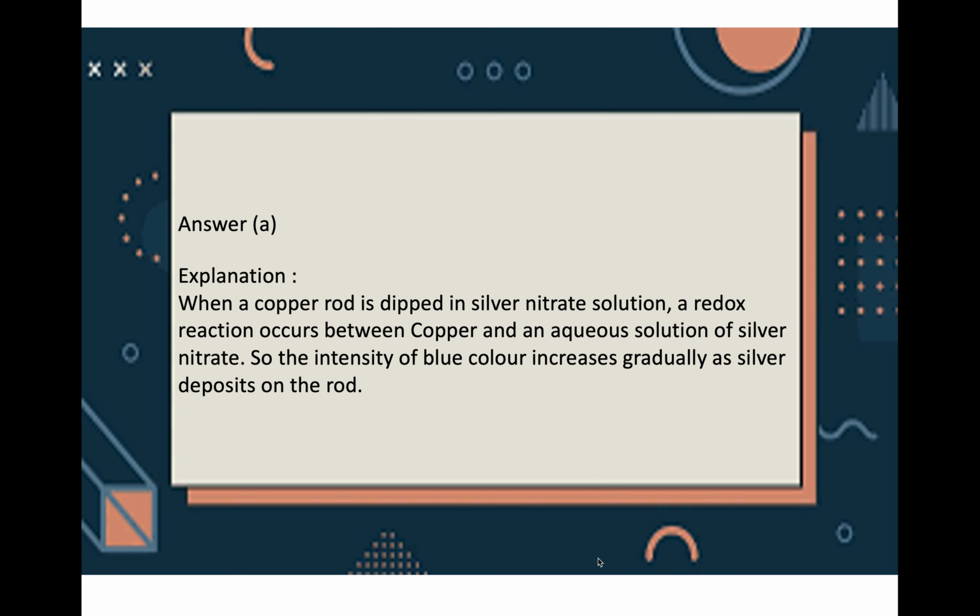So here, what happens when you dip a copper rod in silver nitrate solution? A redox reaction occurs between copper and aqueous solution of silver nitrate. So the intensity of blue color will increase slowly as silver gets deposited on the rod.